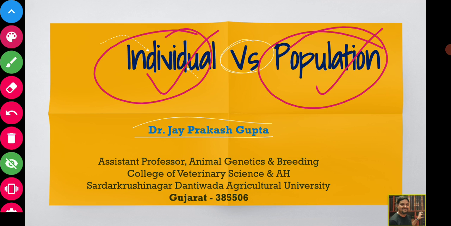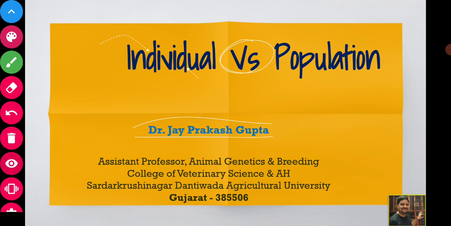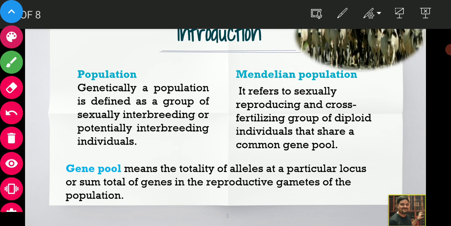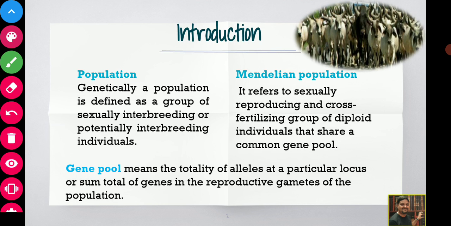So these two are inseparable things, but at the same time we have to differentiate between the individual and population. We have to differentiate between the characteristics of individual and population. So let us start with the first: we'll see what is population. What is the meaning of population?